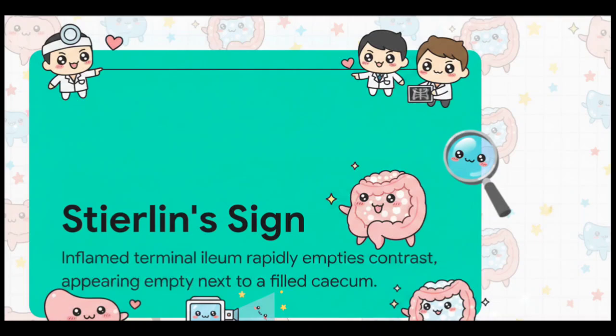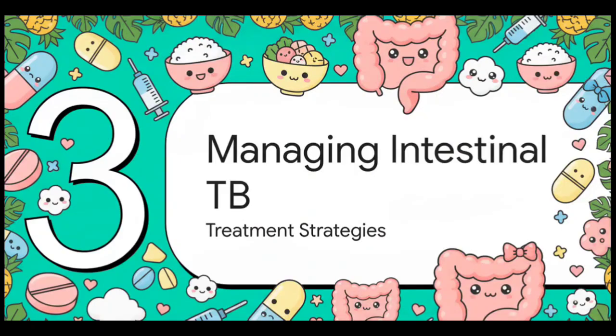So when you look at the film, you'll see this completely empty or clear terminal ileum segment sitting right next to a cecum that is heavily filled with barium. It's a fantastic, high-yield radiological pearl that brilliantly signals severe, localized ulceronecrotic inflammation. Which brings us nicely to Section 3, Managing Intestinal Tuberculosis.